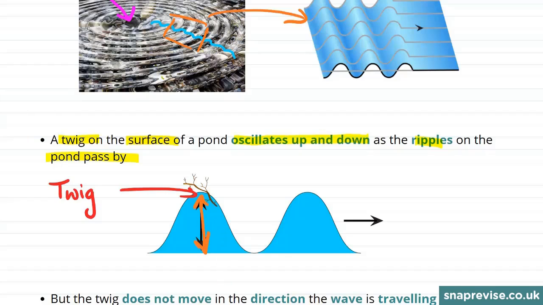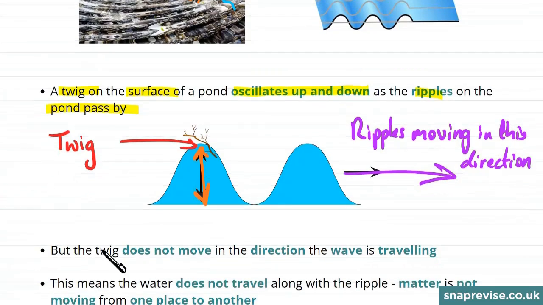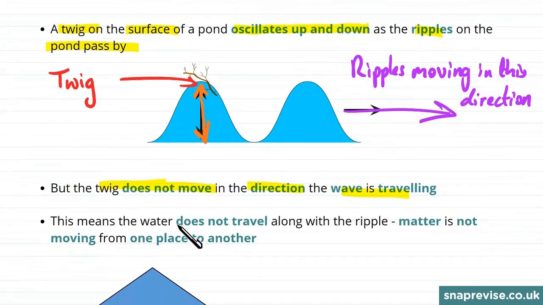And this is kind of surprising because you can see that the wave itself is moving. You see the ripples moving, for example, in this direction. So the interesting point here is that the wave is moving to the right, but the twig is not. The twig doesn't move in the direction that the wave is travelling. And this means that the water underneath the twig also isn't moving in the direction of the wave. So the water doesn't travel along with the ripple, so matter isn't being moved from one place to another.